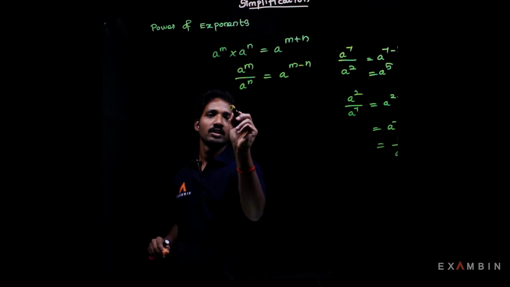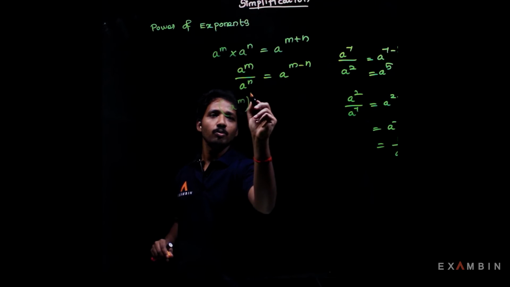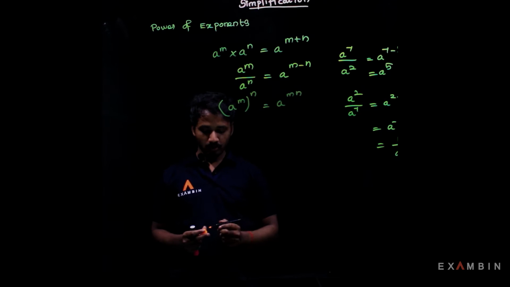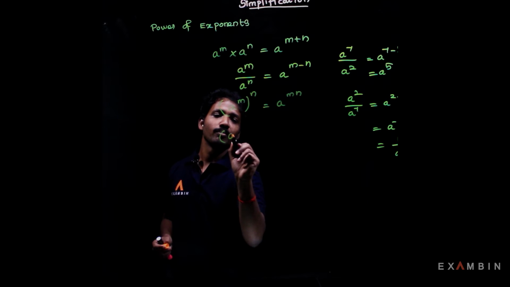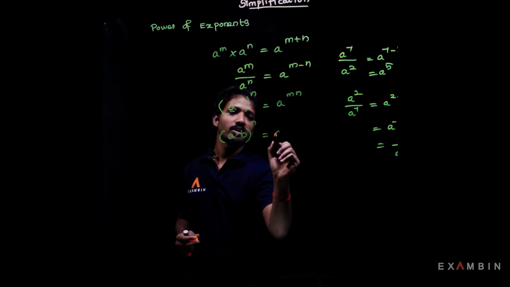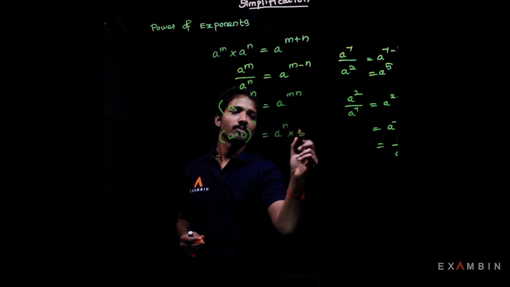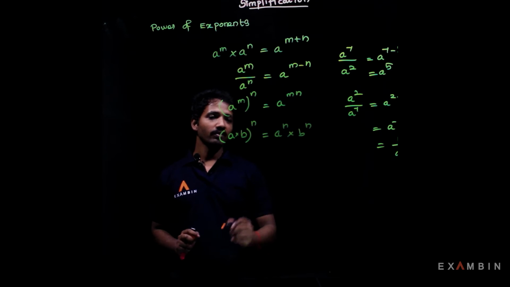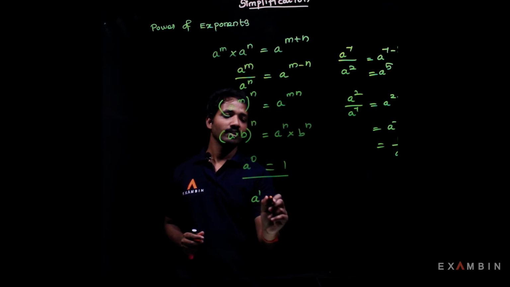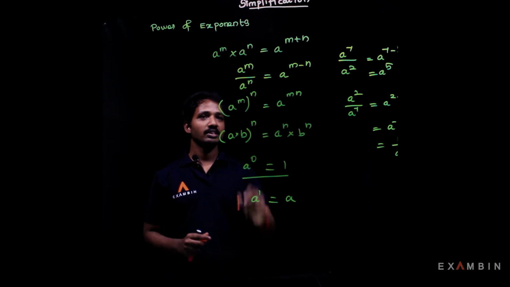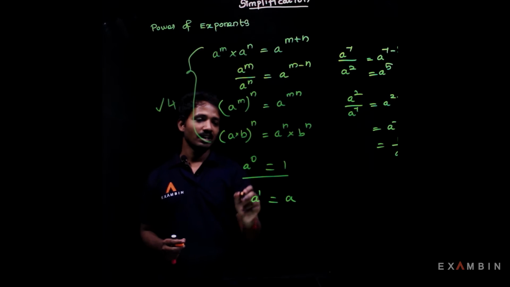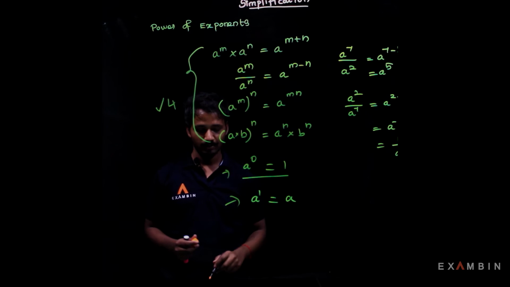The next formula is a power m, the whole power n. That will be a power m into n. In some cases you will have two numbers inside the bracket, a into b, the whole power n. That you can write as a power n into b power n. Always a power 0 will carry 1 and a power 1 will carry a. So these are the basic formulas you need to remember. These four are the basic formulas and these two are for knowing the concept.